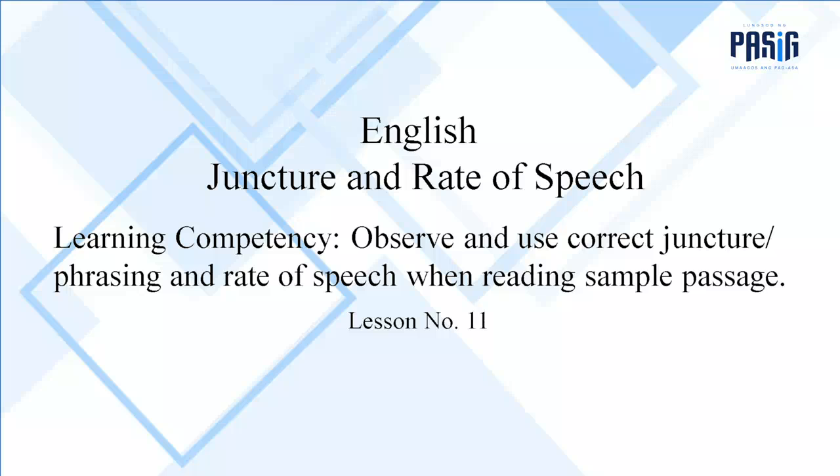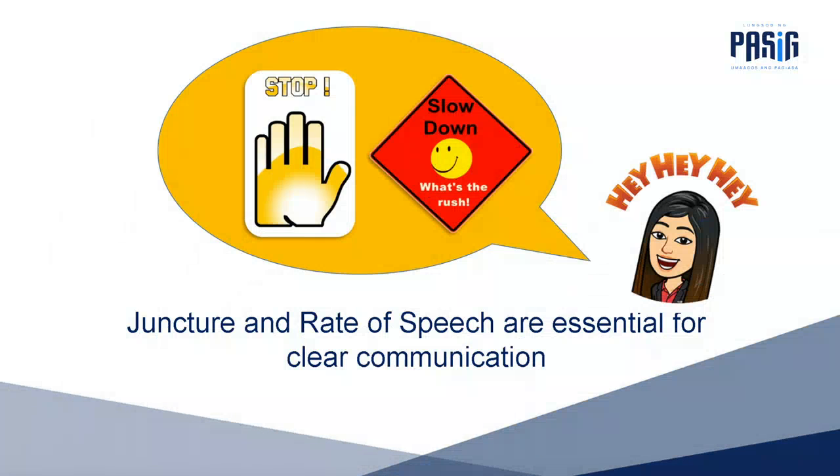Juncture and rate of speech. A common obstacle why listeners struggle to understand someone is if that person speaks too fast or doesn't know how to pause or slow down when talking. That's why it is important to learn juncture and rate of speech, as they are essential for clear communication.